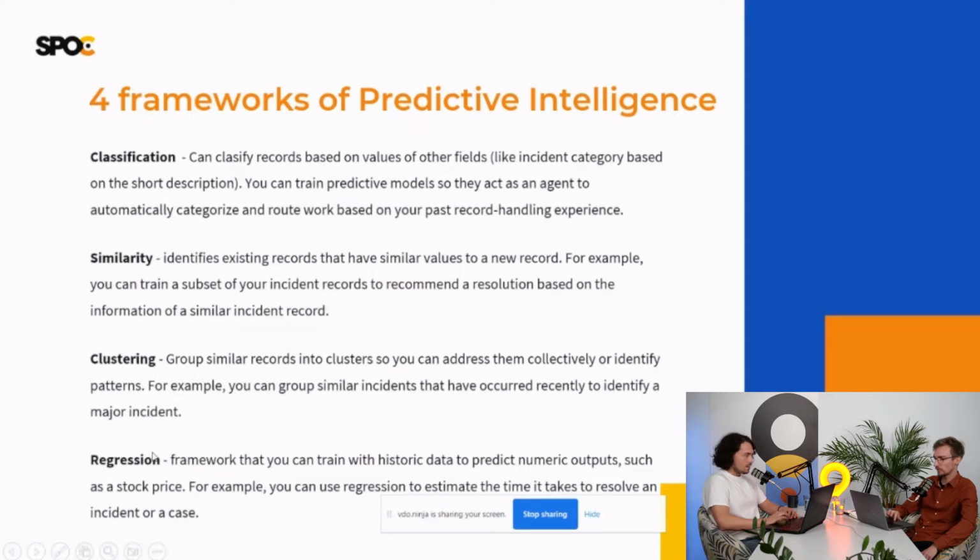What's worth mentioning is that the training of models happens automatically. The clustering model would be trained, let's say, once a week. So when a new group of similar incidents comes to our instance, we will be able to easily identify the major incident.